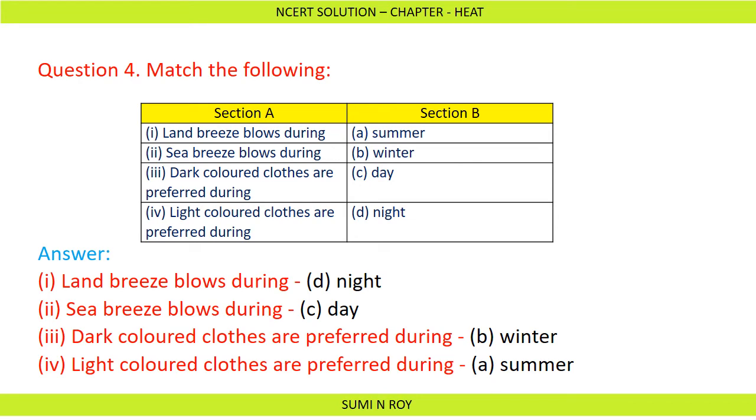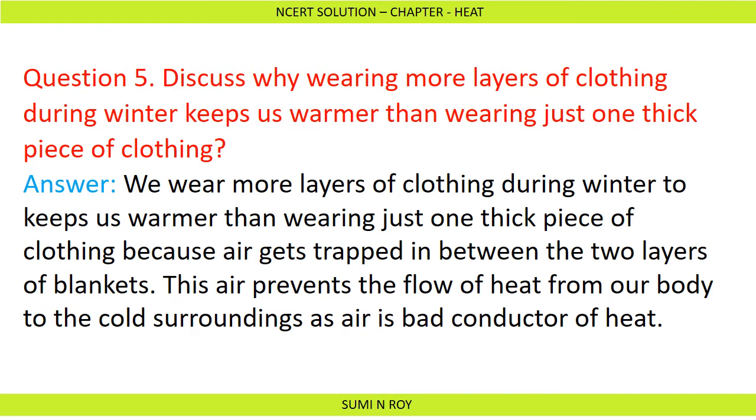Now the next question. Discuss why wearing more layers of clothing during winter keeps us warmer than wearing just one thick piece of clothing. We wear many layers of clothing during winter to keep us warmer than wearing just one thick piece of clothing, because air gets trapped in between the two layers of blanket. When we use two blankets, there will be a gap between the two blankets, and that gap will be filled with air, and as we know, air is an insulator, or you can say air is a bad conductor of heat.